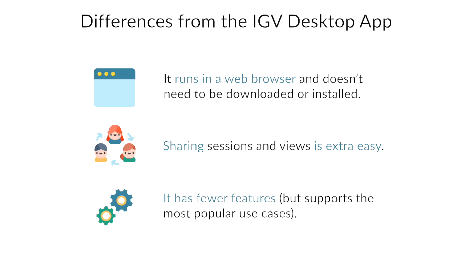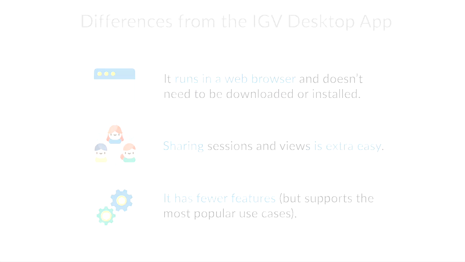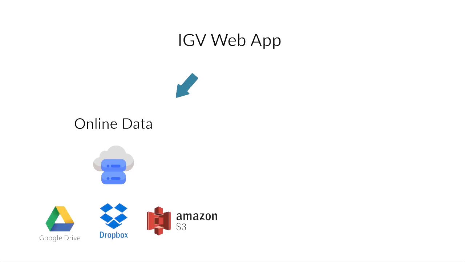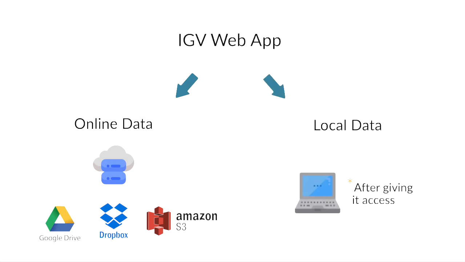And it has fewer features, but it supports the most popular use cases from the IGV desktop application, and more functionalities are continually being added. The IGV Web App can access online data via a URL or a file storage platform like Google Drive or Dropbox, as well as whatever local files you give it access to.